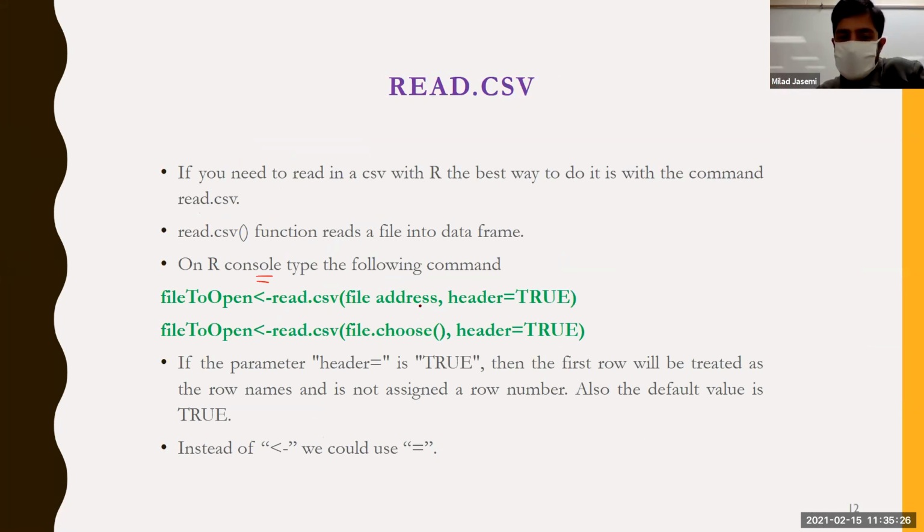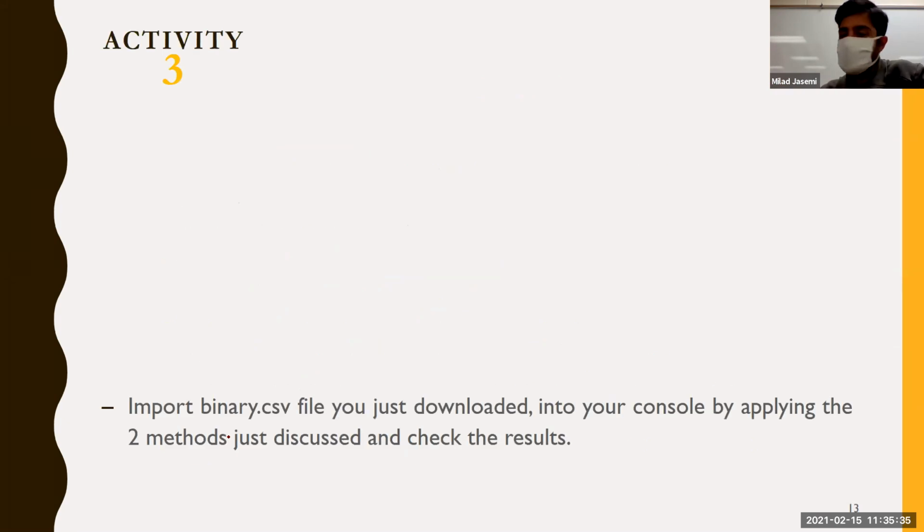You can put the file address the way we talked about it, and also you can find the address by file.choose. And let's go for activity 3 that we have today, and it is our first programming task or activity in this class. Import binary.csv. Where is it now? In the working folder. Import the binary.csv file you just downloaded into your console by applying the two methods just discussed and check the results.